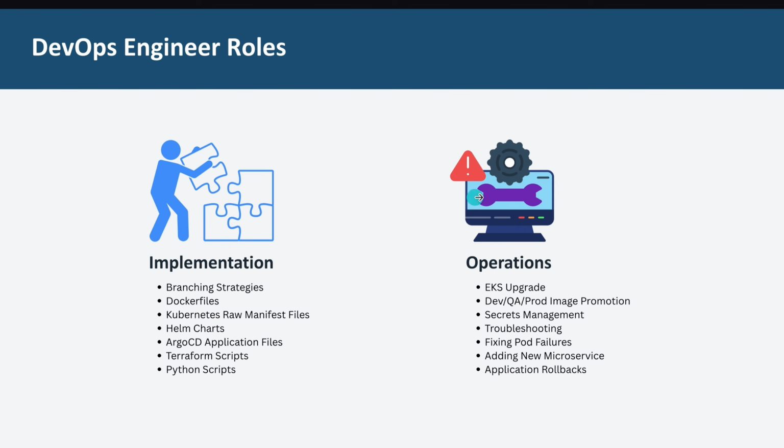Once this is done, we need to manage our infrastructure and CI/CD pipelines. That comes under operations, where we do EKS upgrade, dev, QA, prod, image promotions, secret management, troubleshooting, fixing pod issues, adding new microservice, application rollbacks, and many more we are going to do as part of operations.